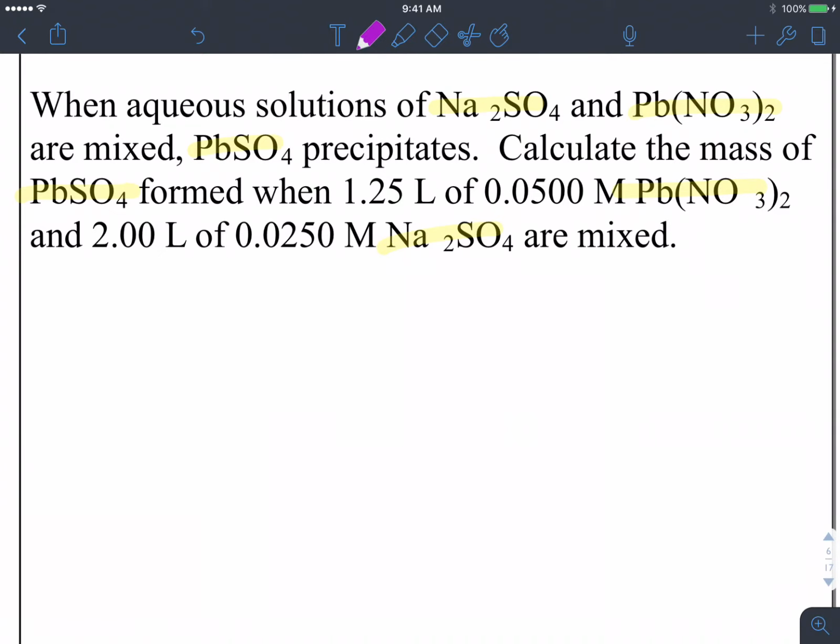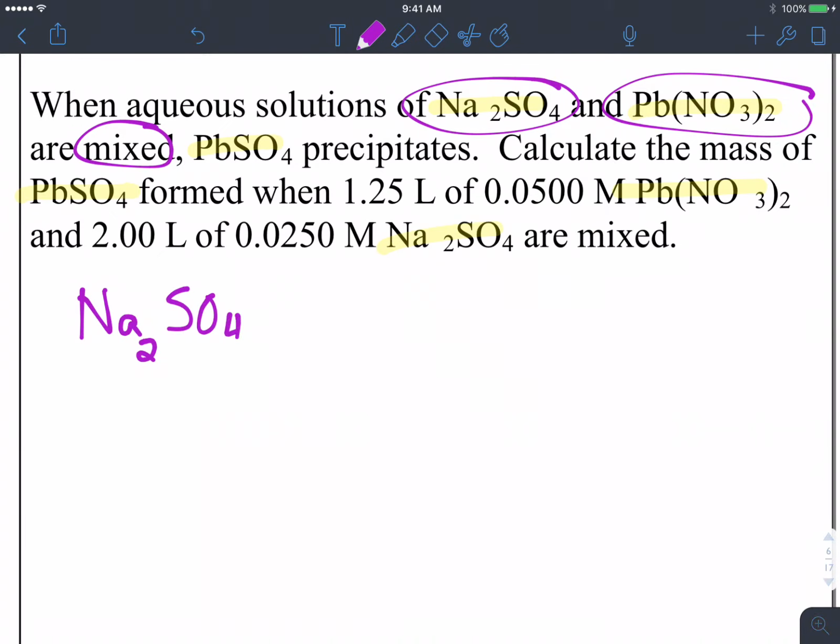Fortunately, a lot of them are actually repeats. So let's take a look at this. It says that we are mixing Na2SO4 with Pb(NO3)2. So Na2SO4 is added to Pb(NO3)2.